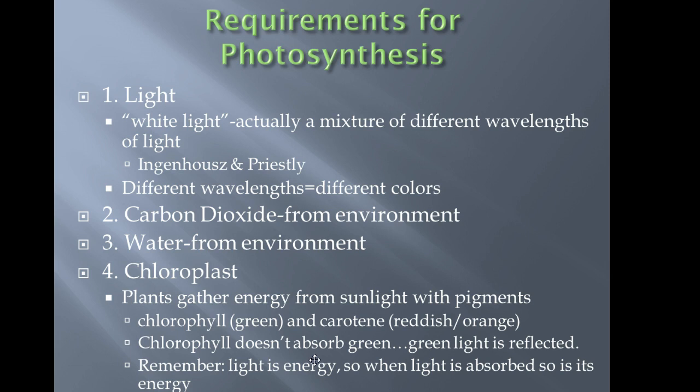We also need carbon dioxide coming from the environment. We need water, and we need an organelle called a chloroplast. We talked about those in cells a little bit, but we're going to talk more about the real structure of a chloroplast in this one.